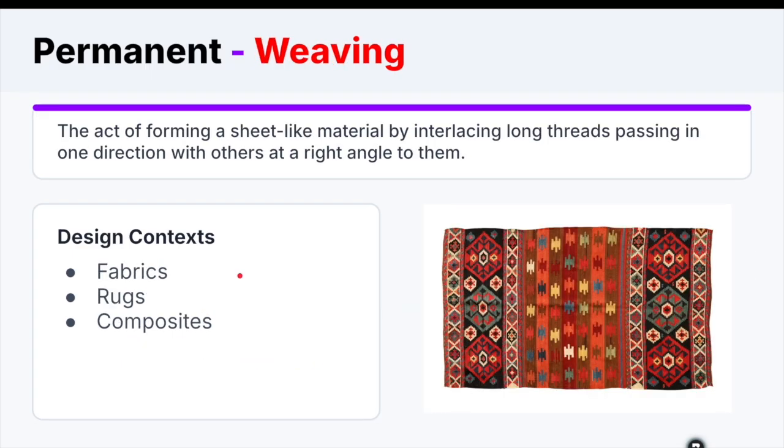Another permanent joining technique is weaving, and this is the act of forming a sheet-like material by interlacing long threads passing in one direction with others at right angles to them. This is actually how fabrics are formed, but also rugs, and here's a rug, and composites.